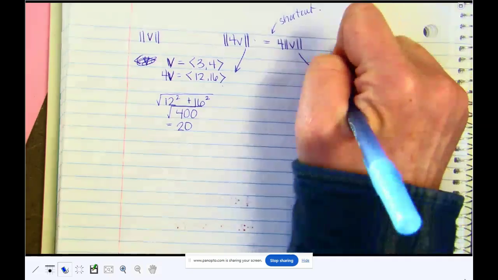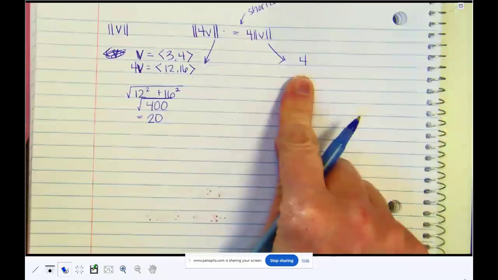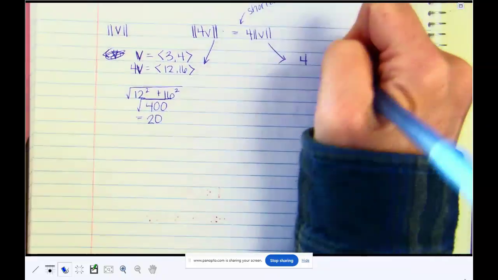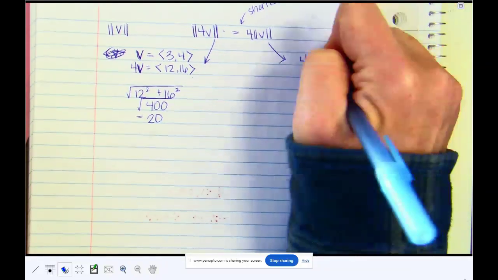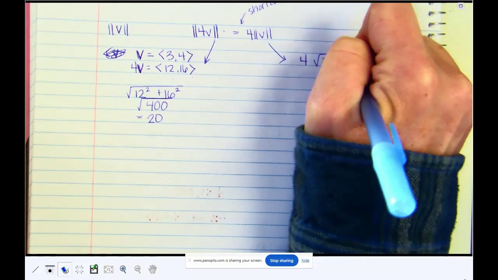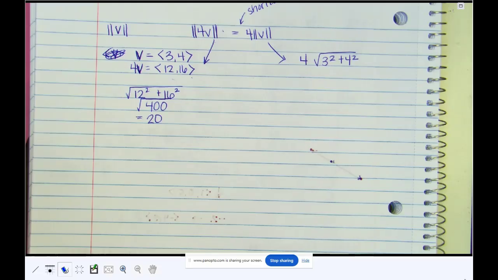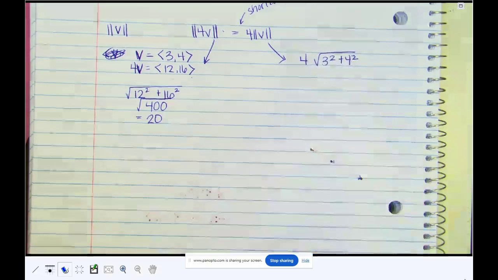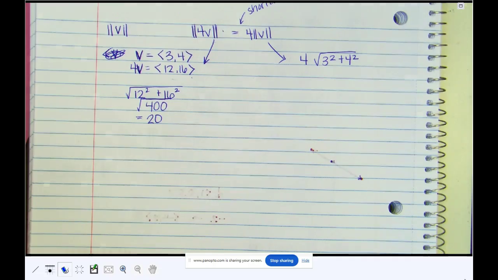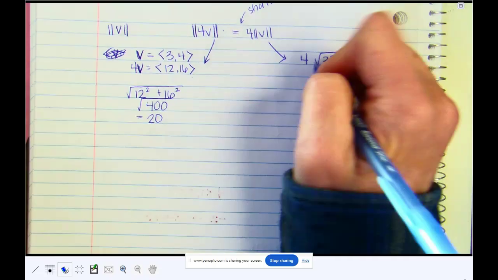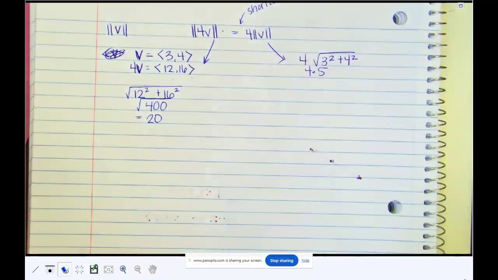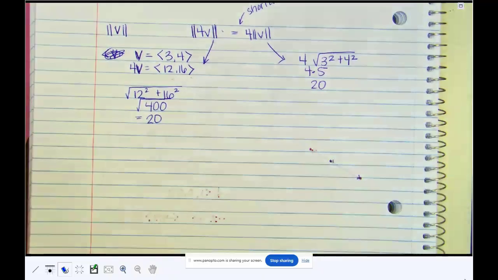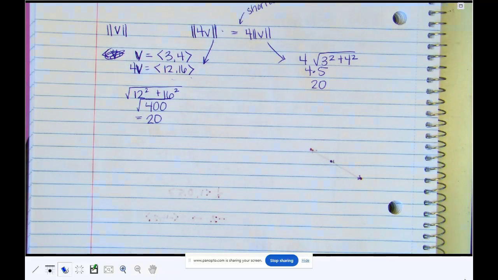Your shortcut is 4 times the magnitude of v. So the magnitude of v is the square root of 3 squared plus 4 squared. This is 9 plus 16, which is 25. So 4 times 5, because the square root of 25 is 5. You might say, I don't really care, it didn't save me any time. It will save you time when it's like this.